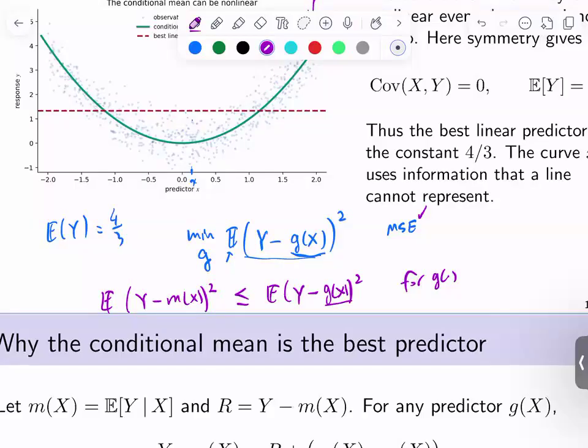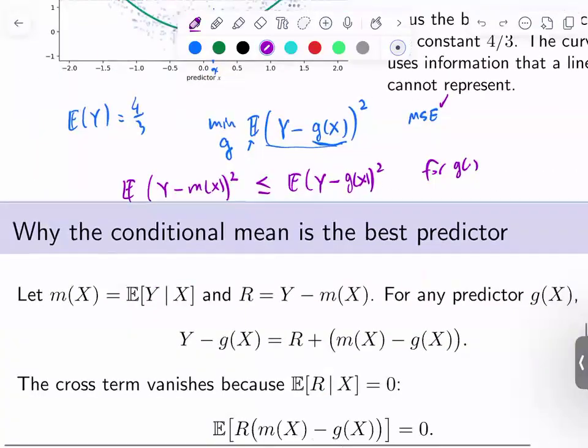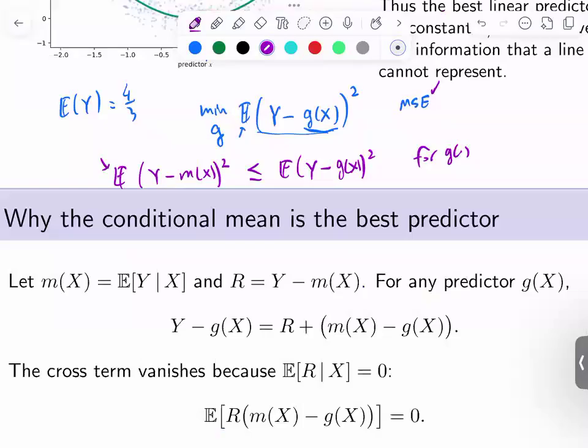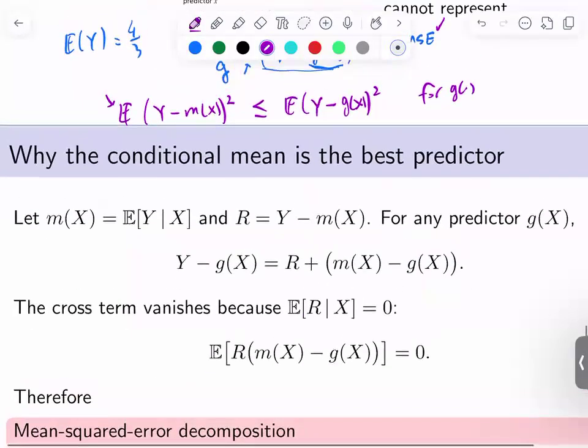In particular, if I use the constant function, you can actually show, let me talk about this later. But this is the meaning of conditional expectation being the best predictor. Okay, so why is it the best predictor? Why is this inequality true?